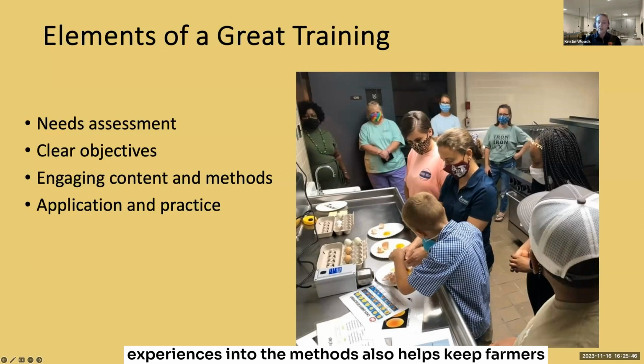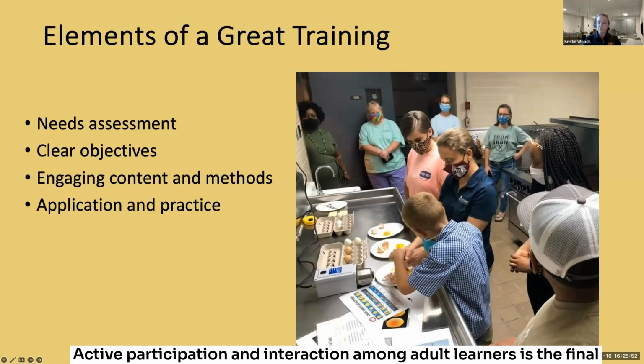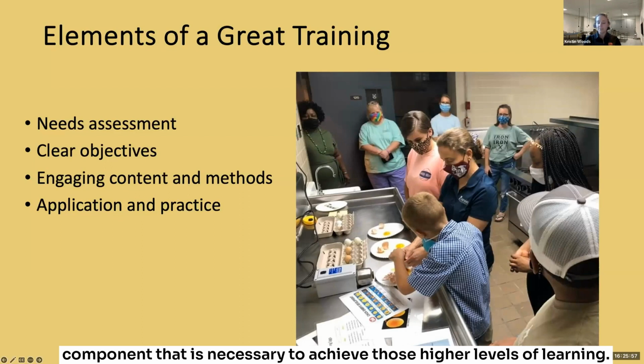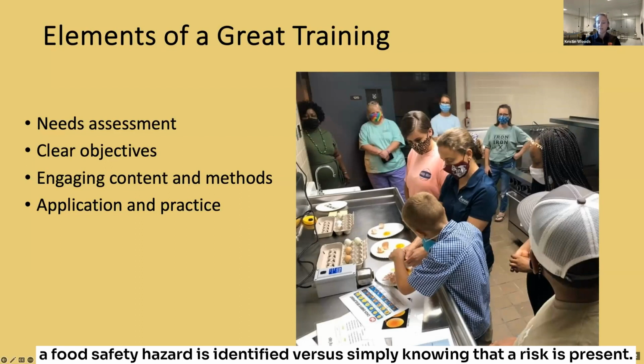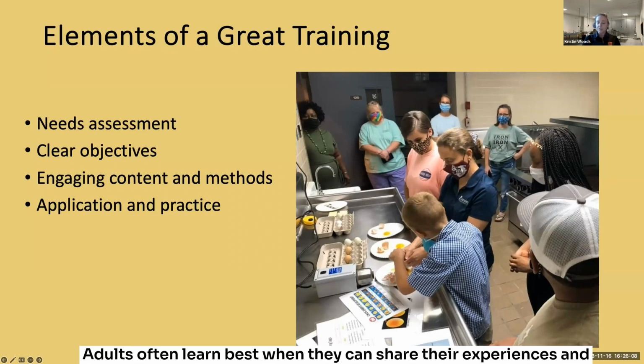Active participation and interaction among adult learners is the final component that is necessary to achieve those higher levels of learning. For example, being able to make a decision about what to do with product when a food safety hazard is identified versus simply knowing that a risk is present. Adults often learn best when they can share their experiences and insights. Using group discussions, problem-solving activities, and opportunities for peer-to-peer learning have their roots in a collectivism approach where everyone learns more when everyone is sharing information.